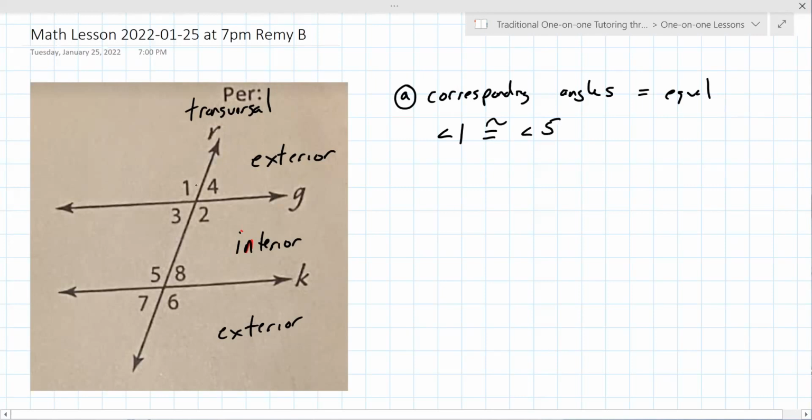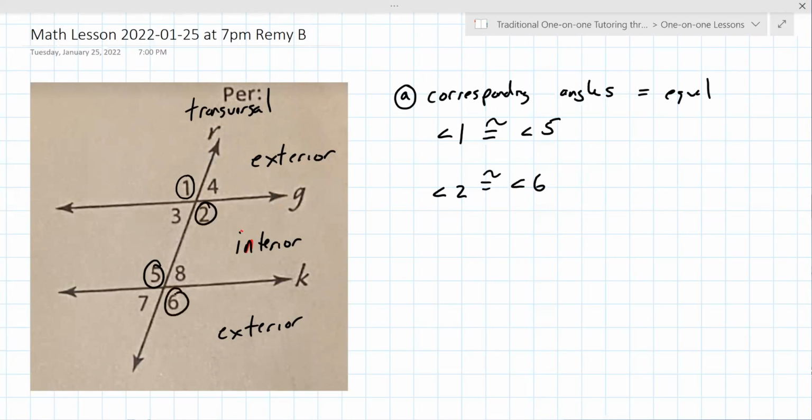Now, do you see the position of angle 1? See how it's sort of top left, if you will? Well, angle 5 is also top left. Then there's angle 2. That one's sort of bottom right. It's congruent to angle 6. We're just going through the list here. There's 4 total. Angle 3, which is bottom left, is congruent to angle 7. And then lastly, angle 4 is congruent to angle 8.